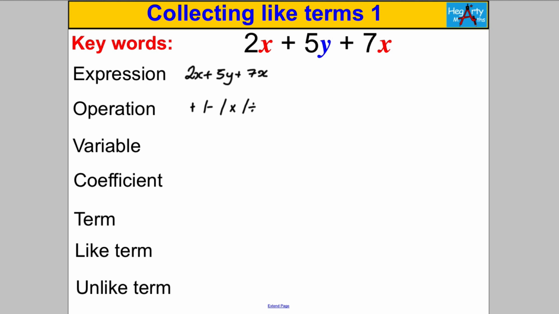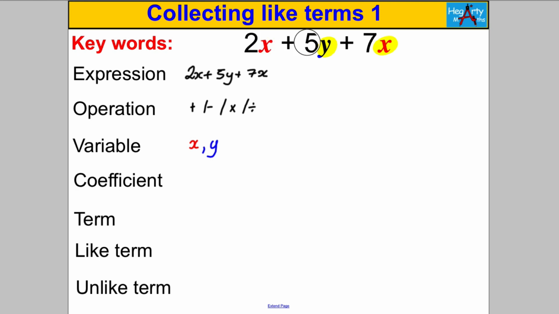What are our variables? Let me highlight them and see if you know. The variables are the letters we use. They can vary in value. They're the unknowns. So our variables here are our letters, in this case, our x and our y.